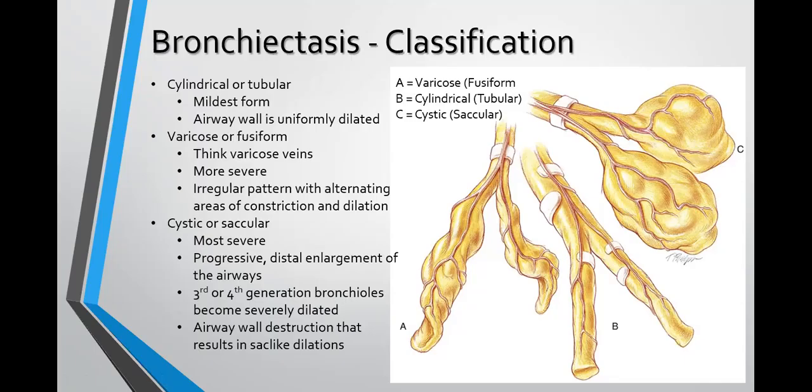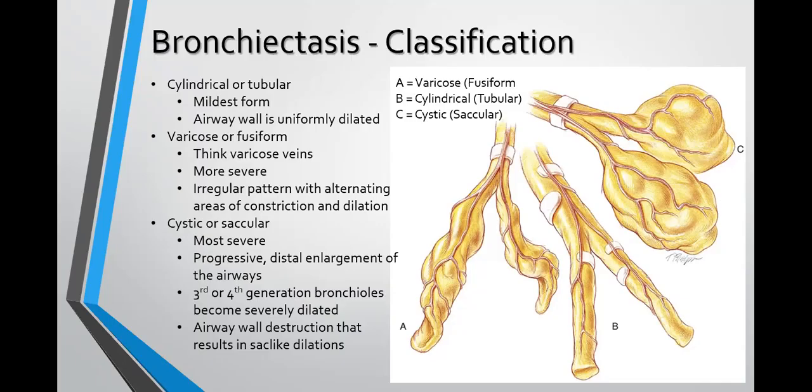Wait. Let's strike that. Varicose is more severe than cylindrical. I'm glad this is being recorded. Varicose is more severe than cylindrical, but the cystic or the saccular is most severe, okay? So look at my lips. Cylindrical or tubular is the mildest form. Varicose is more severe than cylindrical, so it's like number 2, right? Second level of bronchiectasis. And the third level and most severe form is cystic or saccular.